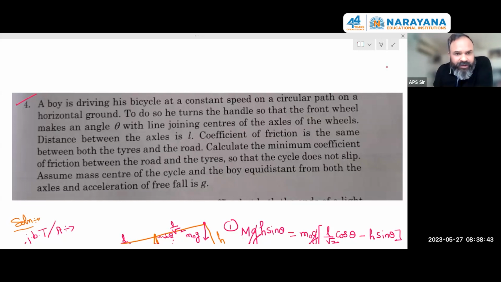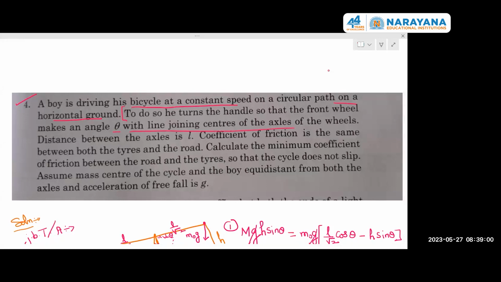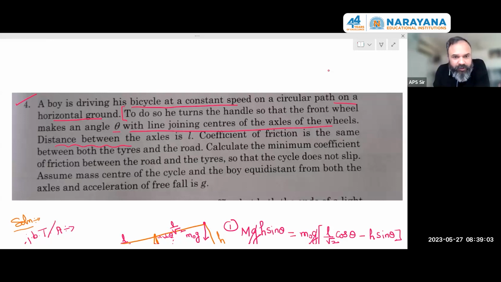The problem is: a boy is driving his bicycle at a constant speed on a circular path on horizontal ground, and to do so he turns the handle so that the front wheel makes an angle of theta with the line joining the centers of the axles of the wheels. Just look into the orientation carefully. The distance between the axles is given to be L, and the coefficient of friction is the same between both the tires and the road. I'll use this point afterwards.